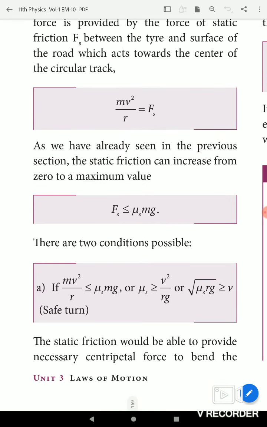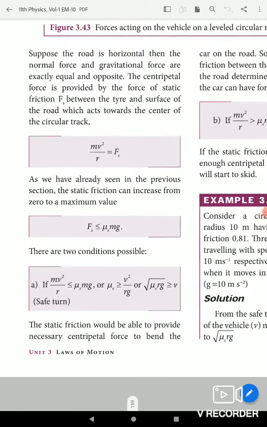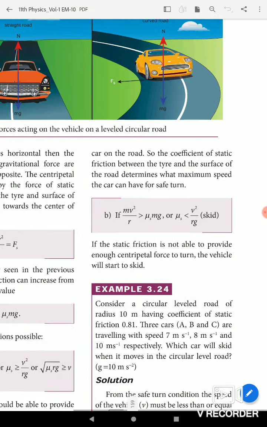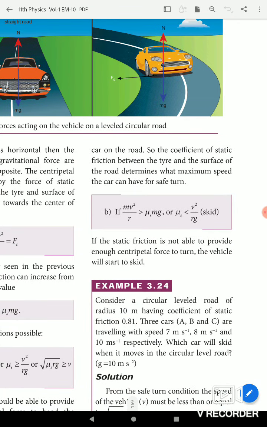So there are two conditions possible. If m v square by r is less than or equal to mu_s m g, or mu_s is greater than or equal to v square by r g, or v is less than or equal to root of mu_s r g. Okay, this is a safe turn. The static friction would be able to provide the necessary centripetal force to turn the car on the road. So the coefficient of static friction between the tire and the surface of the road determines what maximum speed the car can have for a safe turn.